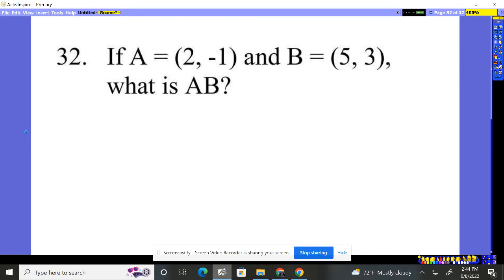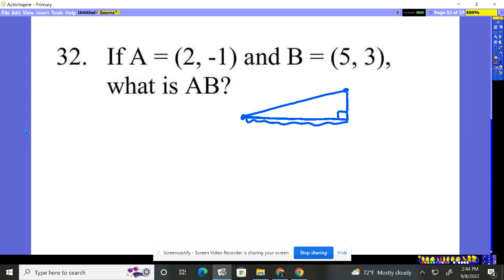32. Okay. If A is at the location of (2, -1), and B is located at (5, 3), what is the length? So we have a point, we have another point, and we're trying to find that length between them. Well, all we're doing is the distance formula. We can make it into a right triangle.